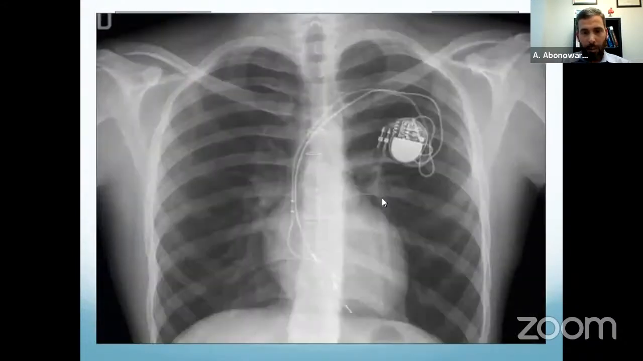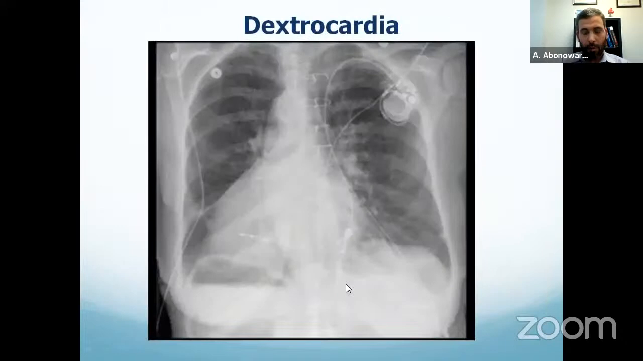And here is a right atrial lead dislodgement. The right ventricular lead seems to be in okay position, but the right atrial lead is supposed to be up here and it's dislodged. So that has to be repositioned.